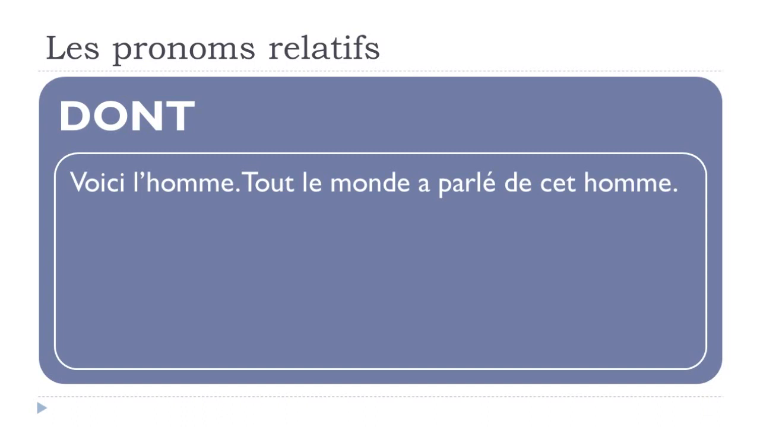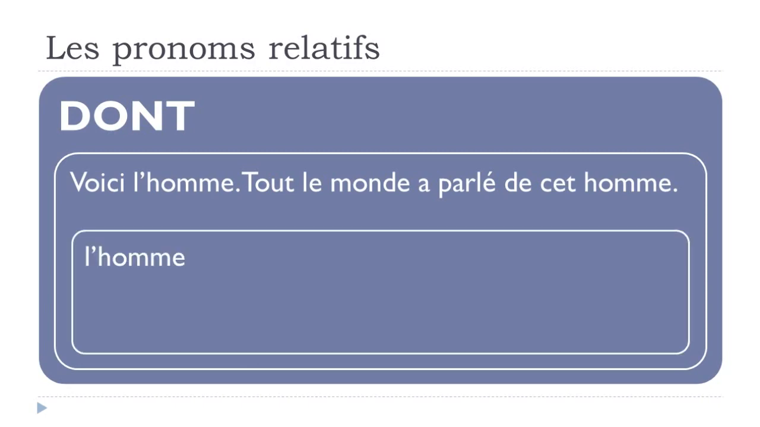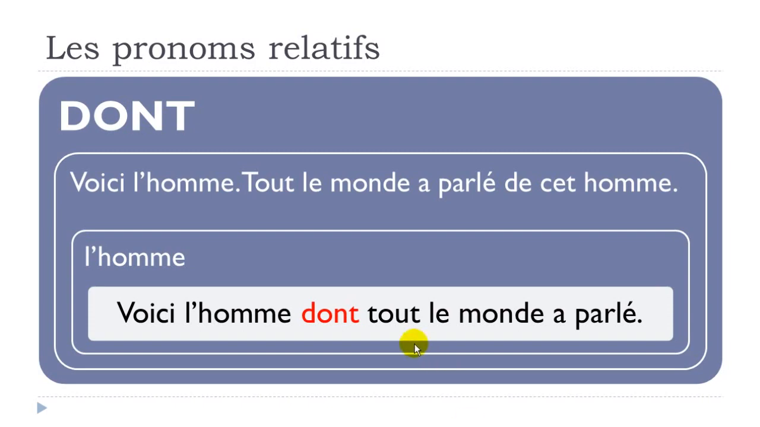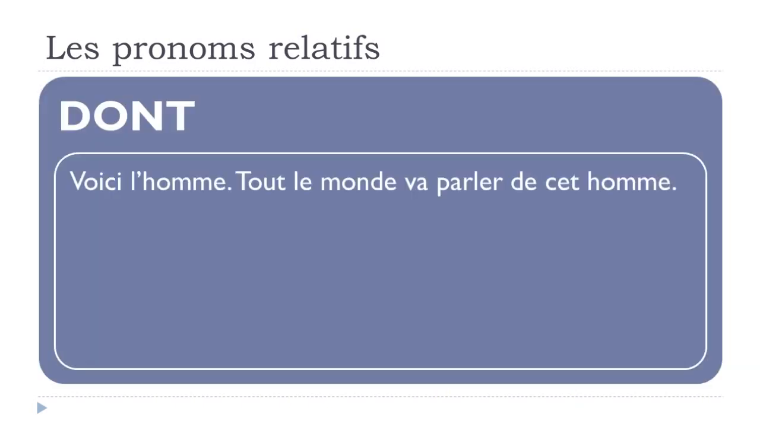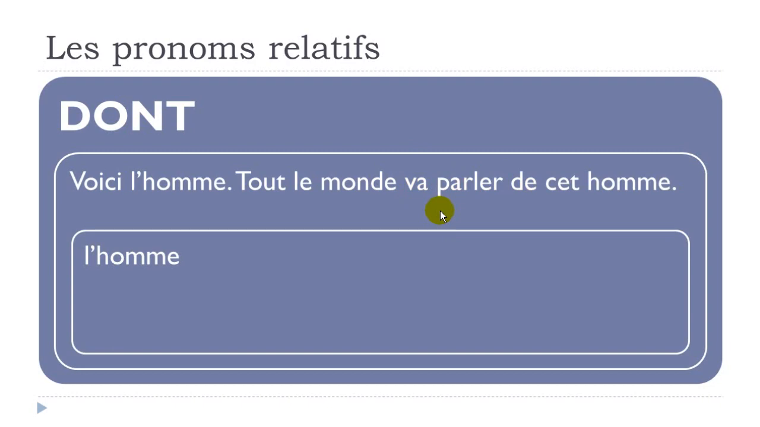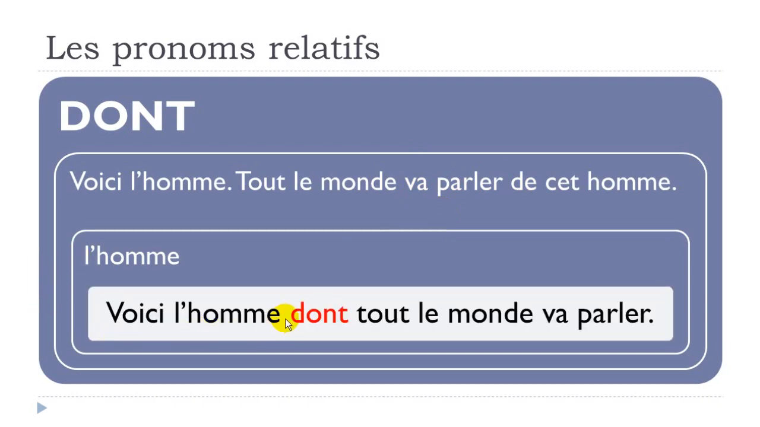Then if we put the same structure at the passé composé, voici l'homme, tout le monde a parlé de cet homme, same thing, we don't want to repeat l'homme. Voici l'homme dont tout le monde a parlé. It doesn't change anything, but the tense is different because it's passé composé. Now let's put the same sentence at the futur proche, near future. I tend to use this structure because it means you've got two verbs. So voici l'homme dont tout le monde va parler. It doesn't change anything. It should be here, and then the sentence continues.